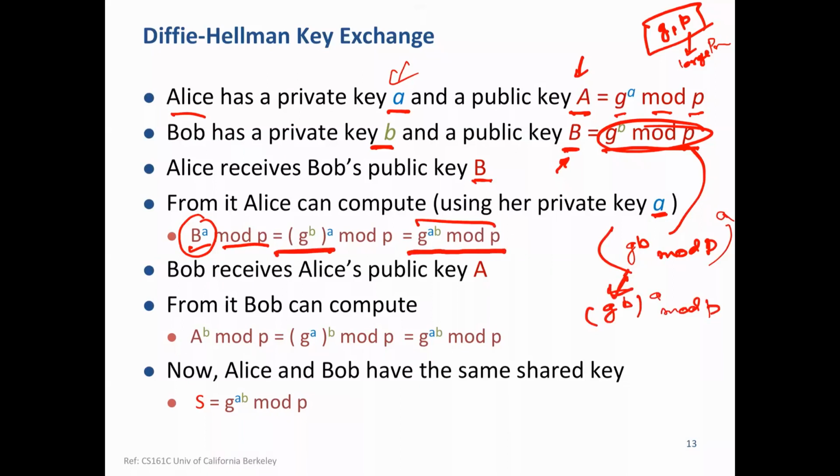Similarly, Bob receives Alice's key A, and then he raises it to the power b. b is his own private key. A he has received from Alice, which is nothing but g raised to the power a mod p. He then raises that to the power b, and because of this kind of relationship, he gets g raised to the power ab mod p.